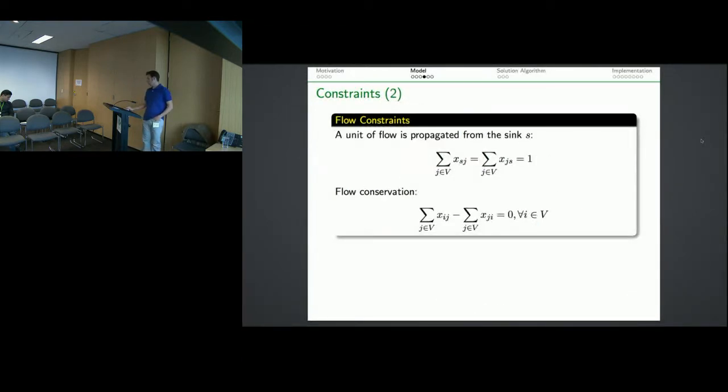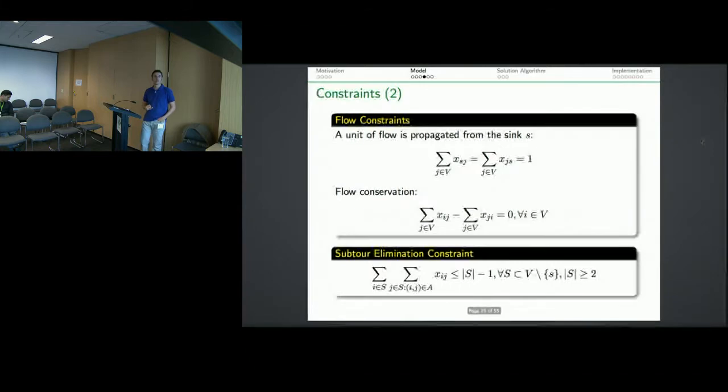Now, the flow constraints are very conventional flow constraints. We want to propagate a unit of flow from a sink, and we ensure flow conservation. Of course, we also have to make sure that there is no subtour, since we are solving a TSP-like problem. So we use a regular DFG constraint here.